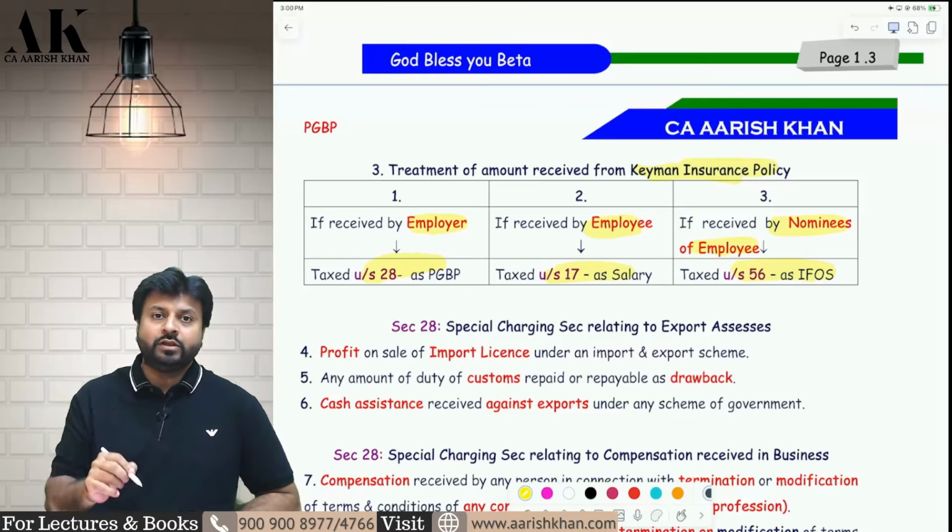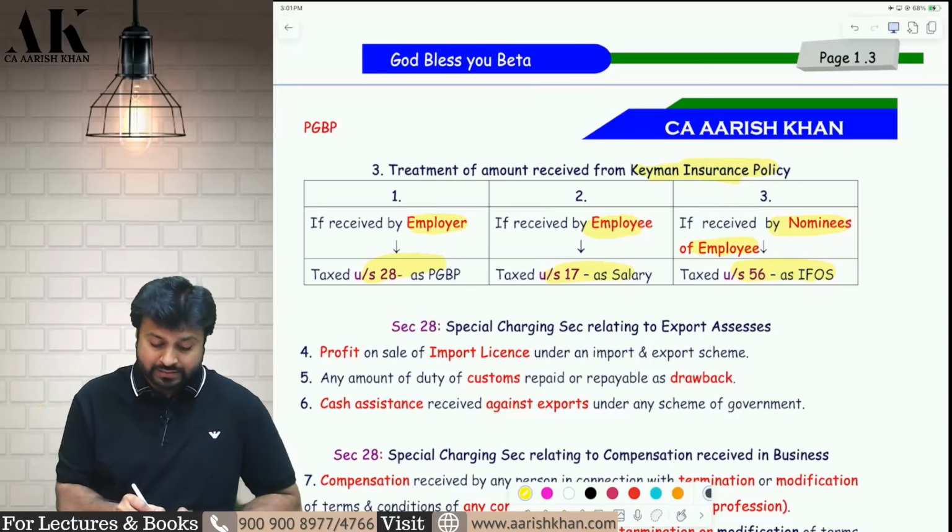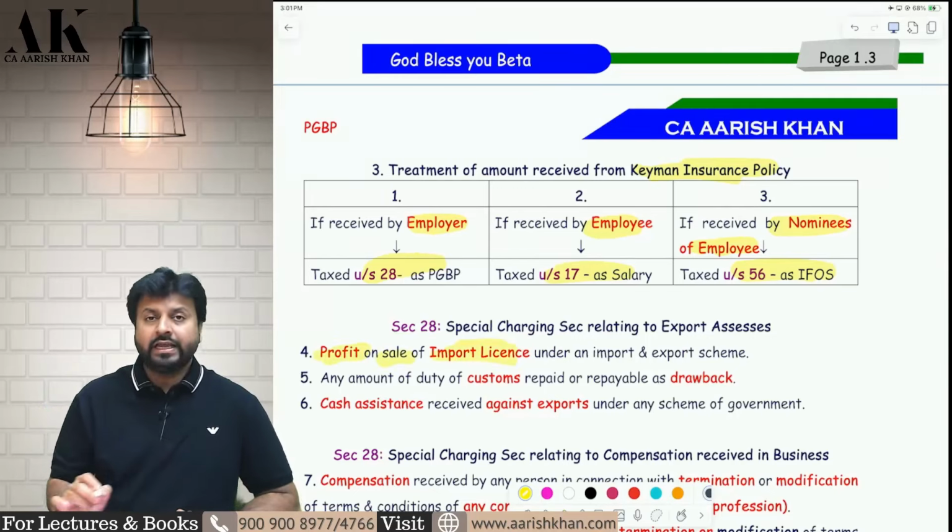Suppose the government gives you an import license to import certain things, say raw material, and you sell that import license. If there is a profit on the sale of the import license, that will also be covered under business and profession under section 28.